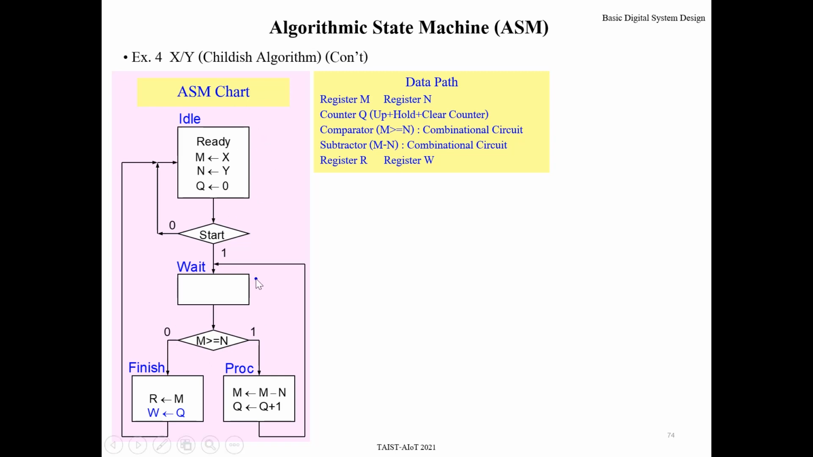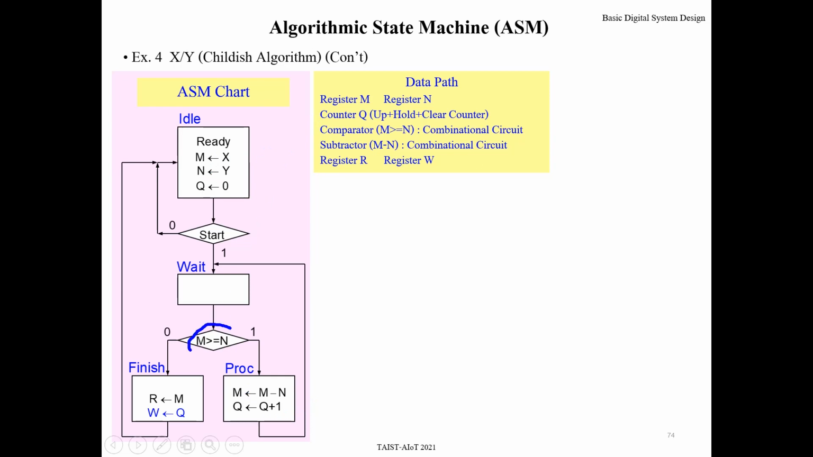state machine. At first, based on this behavior, first of all, M should be registered, right? Because you load or keep the data from X at this state, or this state. Okay, choose M as register. N is also a register. Q is 0 here and 1 equivalent here. So Q should be a counter.